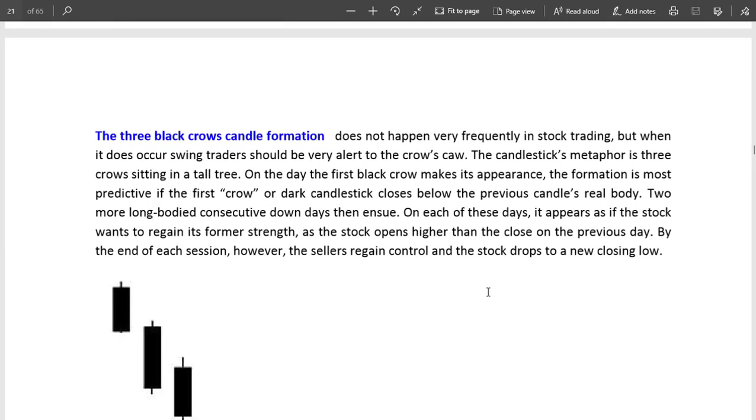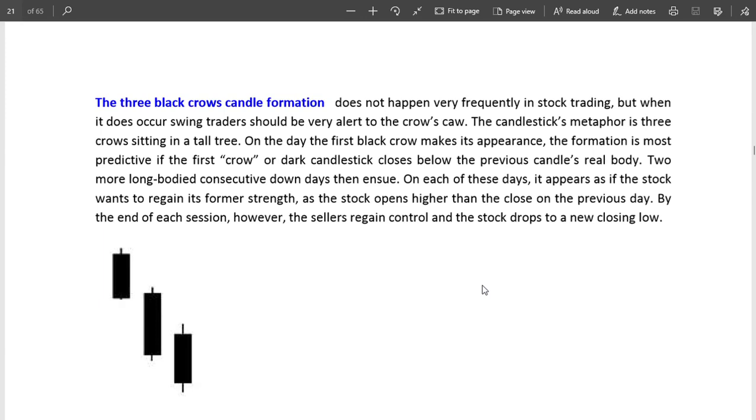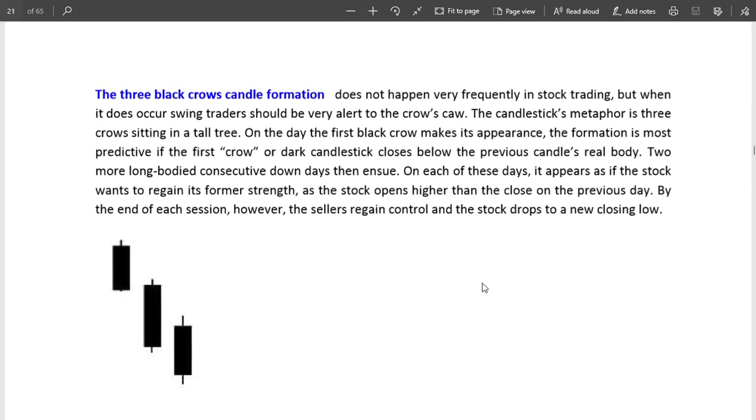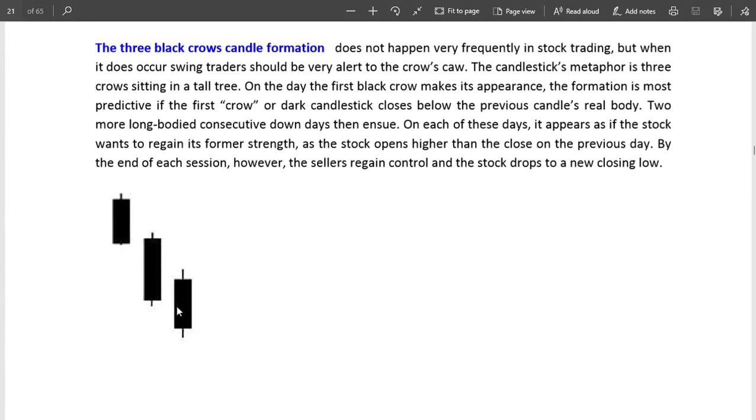Now we have another one here, the three black crows candle formation. This does not happen very frequently in stock trading, but it occurs. Swing traders should be very alert to the three black crows. The candle's metaphor is three crows sitting in a tall tree. On the day the first black crow makes its appearance, the formation is most predictive, if the candlestick closes below the previous candle body. What it's saying is that these are three big red candles, and it indicates a downtrend.